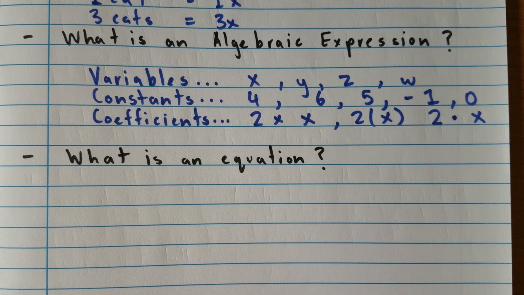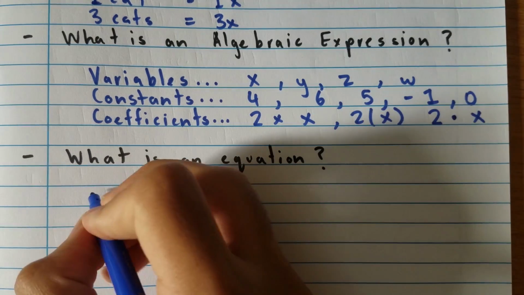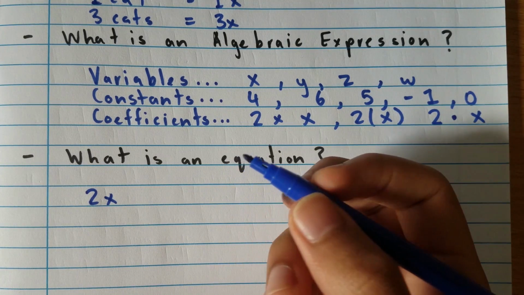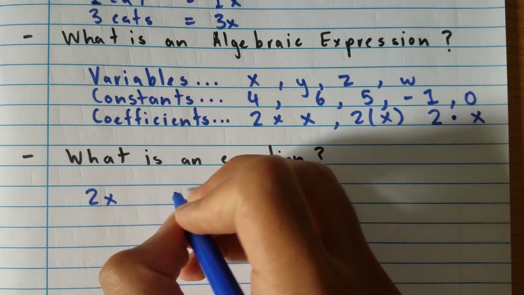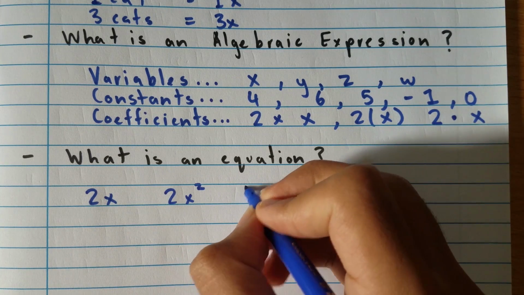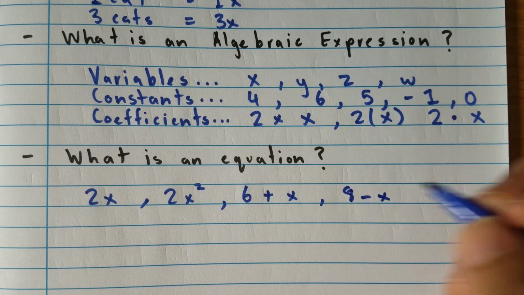So now that we know what expressions are, and we know what variables, constants, and coefficients are, we have to find out what an equation is. An equation is basically an equality. It defines that an expression equals another expression. So let's say we have 2x. This is one expression. You could come up with another expression which may have constants and coefficients, or even different degrees of power with the x. You could have 2x squared, which is just 2x times x. You could have 6 plus x. You could have 8 minus x. You could have anything for an expression.